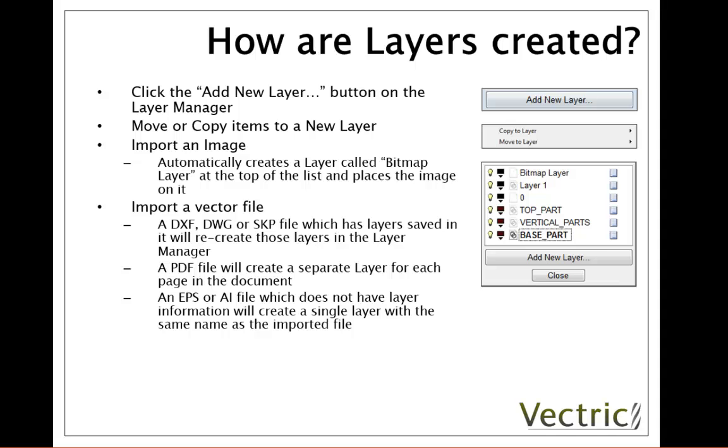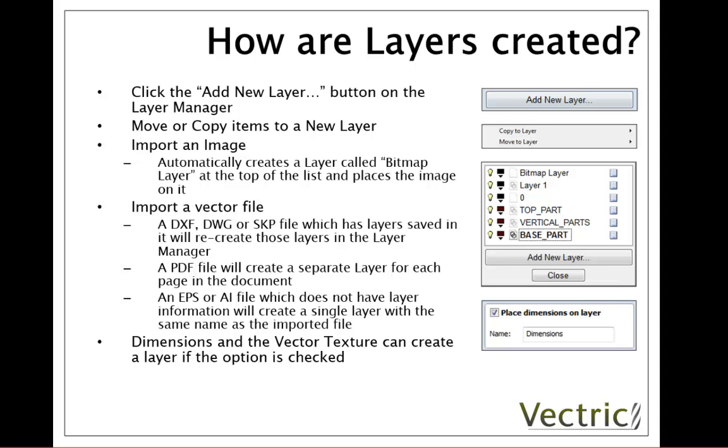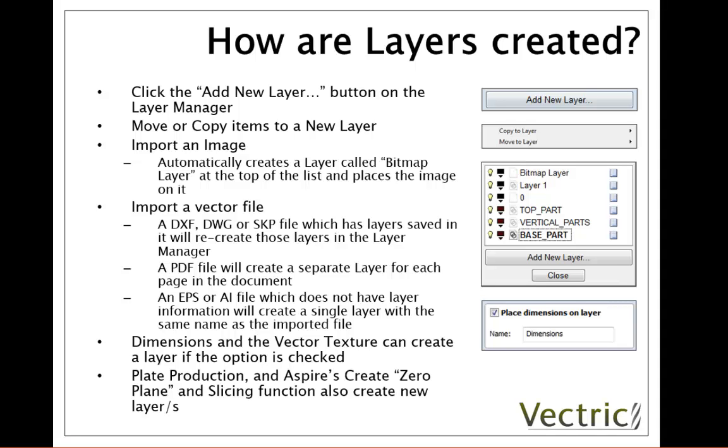Some of the functions in the software give the option to place the objects that you're creating on a layer. For instance, when we create dimensions, then we have the option to place those on a particular layer and specify a name, and the same with the vector texture creation function as well. There are some other functions in the software that will automatically generate layers. The plate production tool will do this, and in the programs that work with a 3D model, if you create a zero plane, that goes on its own special layer, the grayscale for that, and also when you slice a 3D object, then the grayscale for each of the slices will also be placed on its own layer.